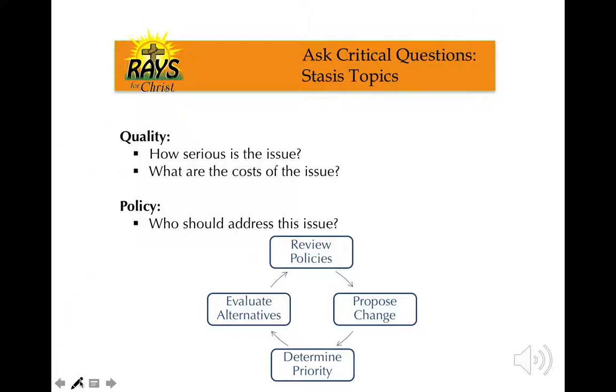Quality. They'll use the word quality a lot. How serious is the issue? What are the costs of the issue? And you can look at that in terms of definition as well, but you can also look at it very similar to relation. And then they'll go specifically into historical or political or governmental policies. Who should address this issue?